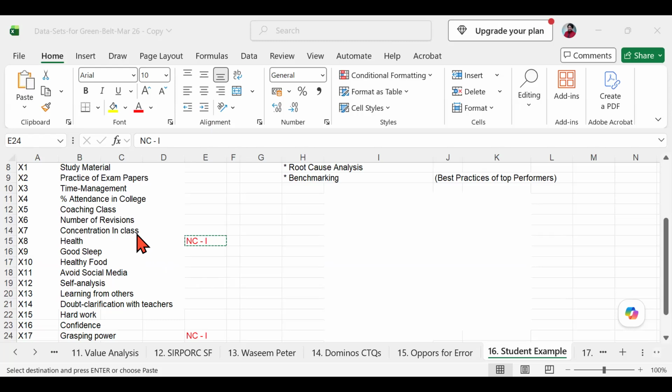Okay, so X1, that is study material. X2, practice of exam papers. X6, number of revisions. X5, coaching class. X14, doubt verification with teachers.